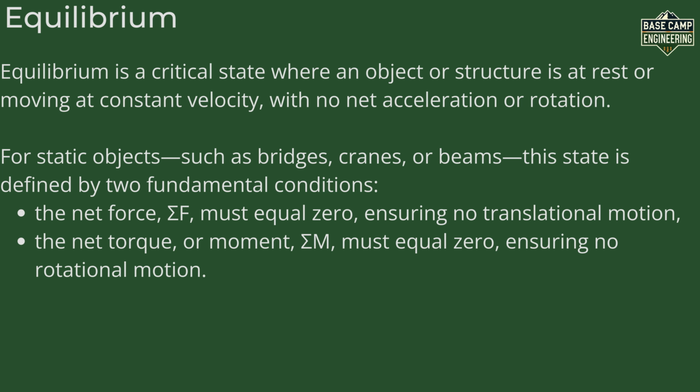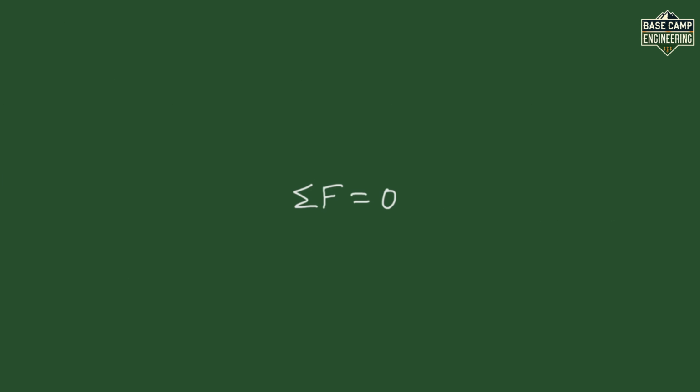Let's explore these equilibrium conditions in exhaustive detail, focusing on their application in structural mechanics, and then solve a highly detailed engineering example to reinforce their significance. First, sigma F equals 0 requires that the sum of all forces acting on the system in any direction, vertical, horizontal, or otherwise, must be 0. This ensures the object doesn't accelerate linearly. For a vertical system, upward forces must exactly balance downward forces. For horizontal, leftward forces must balance rightward forces.